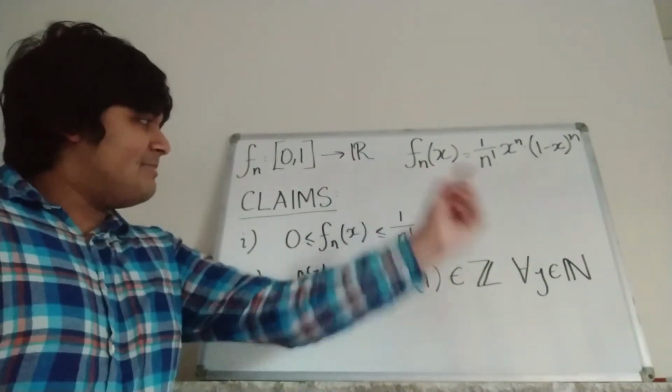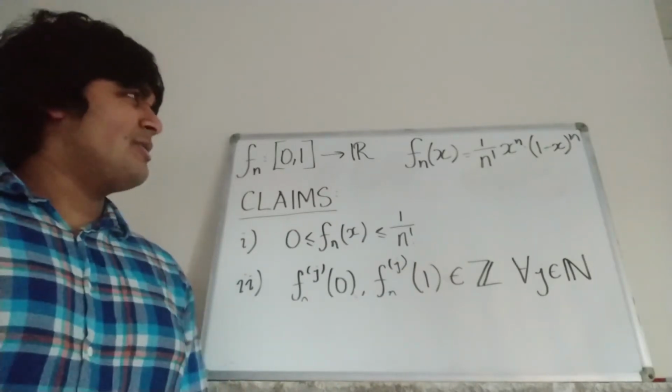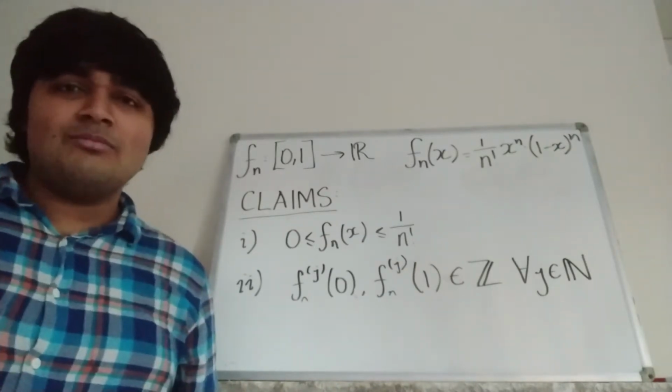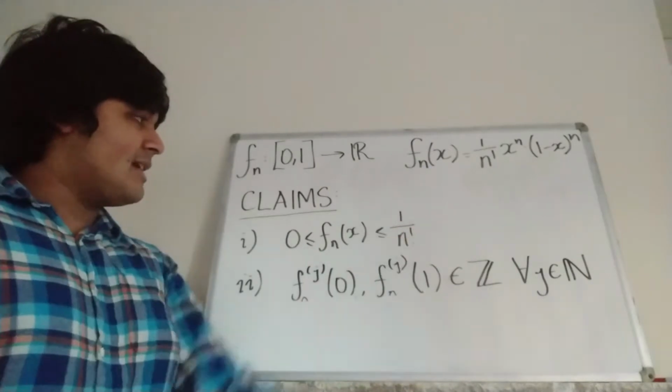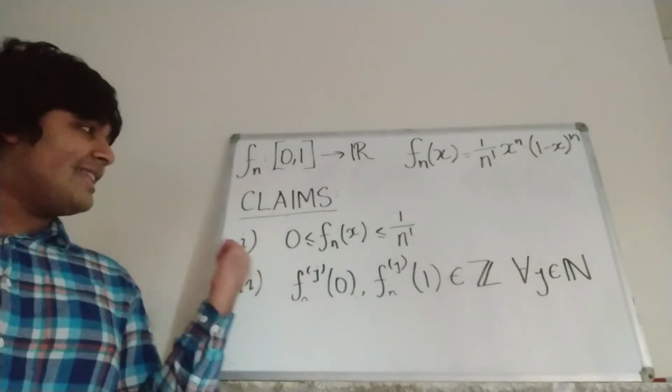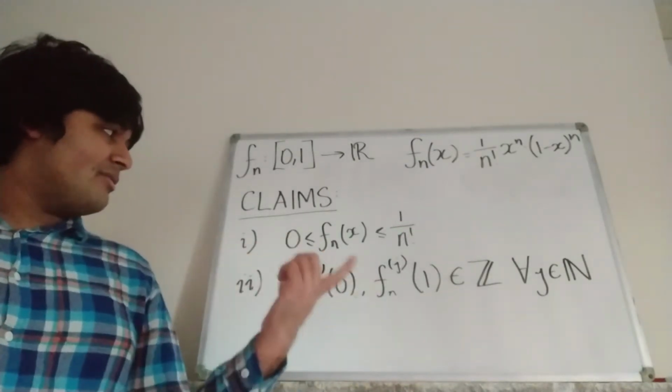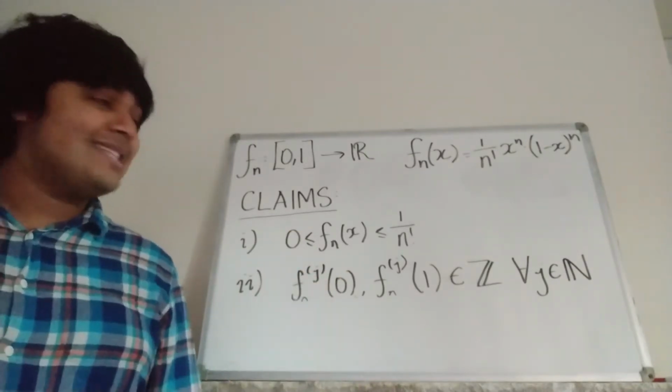You can probably make this upper bound a bit better as well, using perhaps some calculus. But that's not necessary for this video. We just need this upper bound here. Okay, and the second claim, the jth derivatives of f_n at 0 and 1 are always integers.